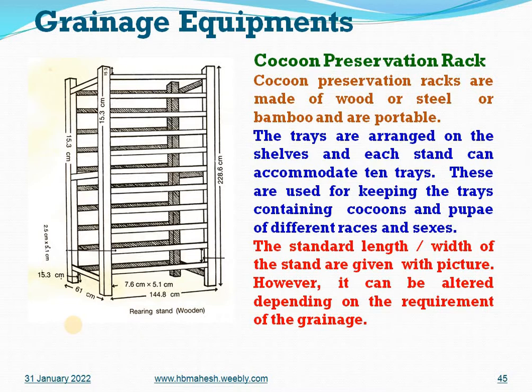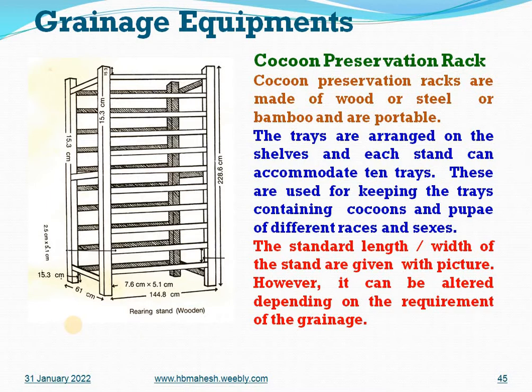Cocoon preservation racks are made up of wood, steel or bamboo, and they are normally portable, but you can permanently fix this cocoon preservation rack. The trays are arranged on the shelves. Each stand can accommodate 10 to 12 trays. Depending upon the height of the room, you can accommodate 10 or 12 trays. These are used for keeping the trays containing cocoons and pupae of different races and sexes.